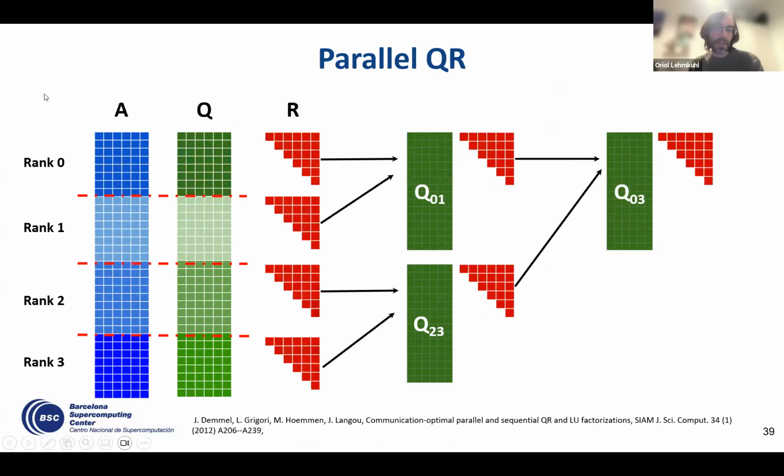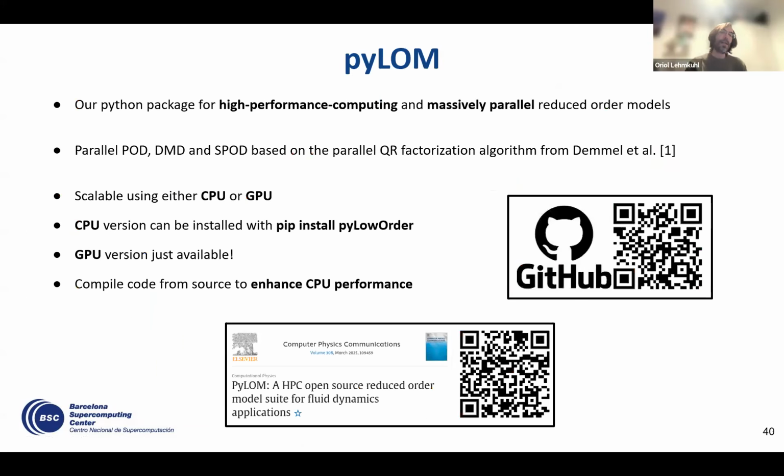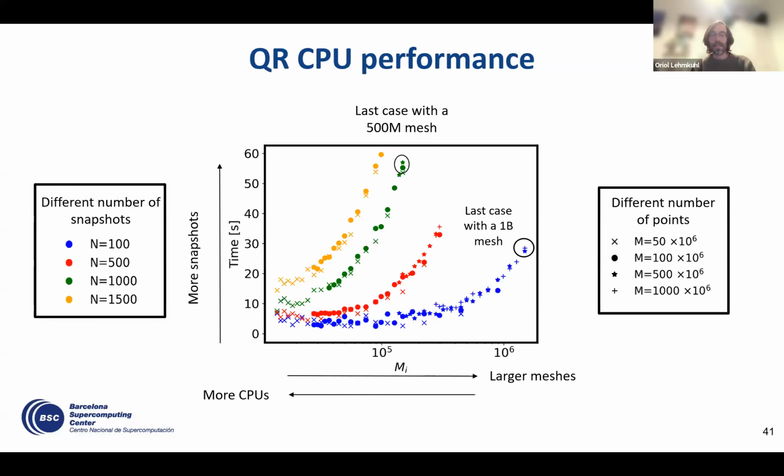And pretty much there is a version of a parallel QR decomposition. It was not done by us. Here is the reference. And we have put this algorithm inside our open source library, Pylon. It's a Python-based, very efficient type of library where we have put all these algorithms in a very performant way, no?